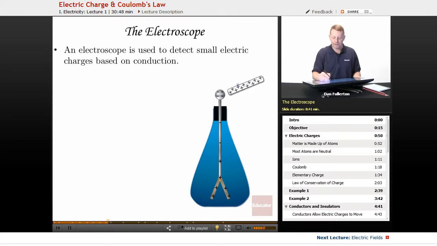So if you bring something like a positively charged rod near the metal head, the electrons that are free to move in this metal rod try and get as close as they can. Opposites attract. When that happens, as the electrons move to the top, you're left with the net positive charge here on the bottom. And then the leaves at the bottom, because they have the same charge, tend to spread apart. So it's kind of a charge detector.